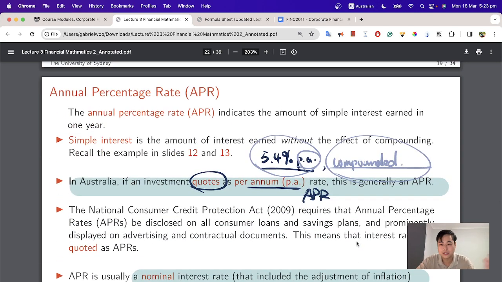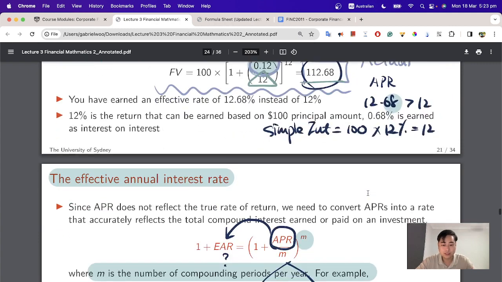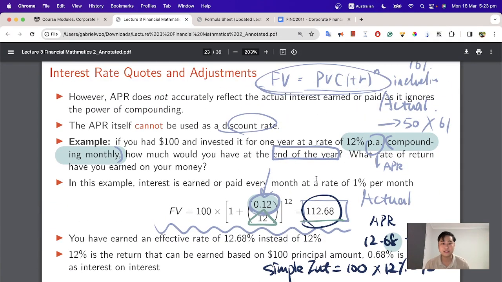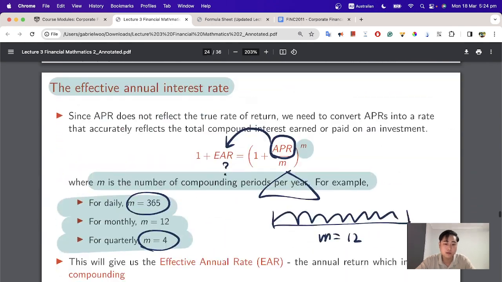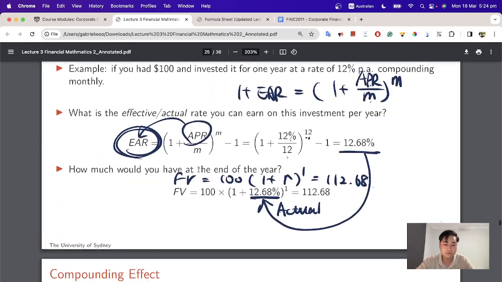So APR takes into account no compounding. It is the simple interest earned within a year. Interest rate quotes and adjustments. So once again, we need to do adjustments. If we are doing monthly compounding, however, we have APR, then we need to divide the APR by 12 and multiply the N by 12, because we are adjusting the interest rate towards the period appropriate figures. And so this is how we are adjusting APR to EAR, which is a period appropriate figure.